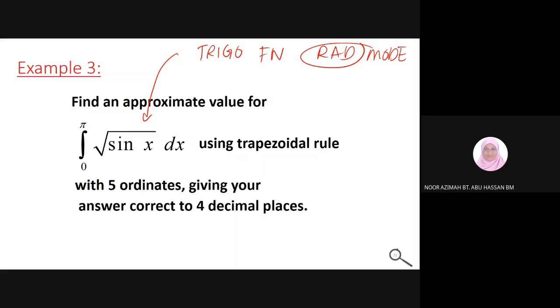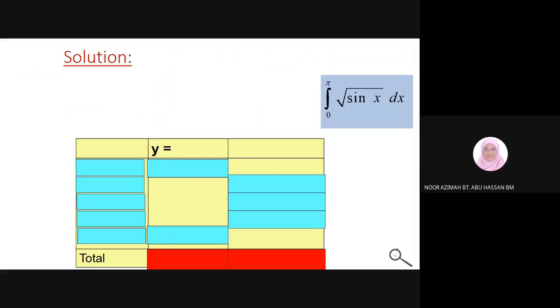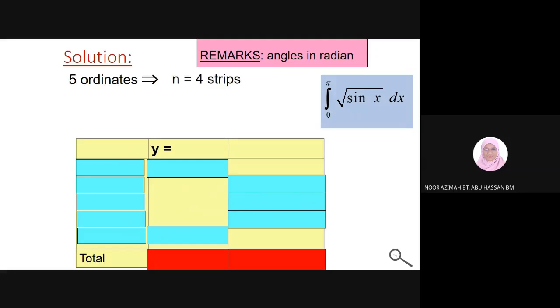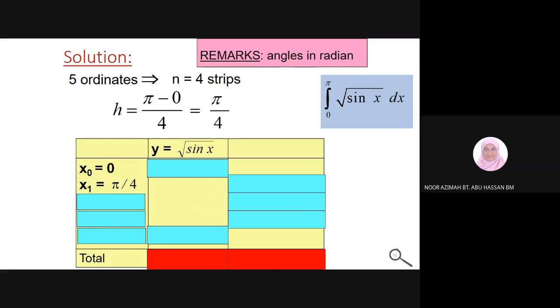Using Trapezoidal Rule with 4 ordinate. So once again everyone, 4 ordinate means that how many straight? And 4. Okay, so buat kotak. 5 ordinate. So must be, okay, there you go. Remarks, angle must be in radian. Meaning that your calculator must be in radian. So 5 ordinate, 4 straight. Cari H dulu. So pi over 4. So X0 mula dengan 0. Lepas tu tambah pi over 4. Tambah pi over 4 sampai X yang keempat lah.